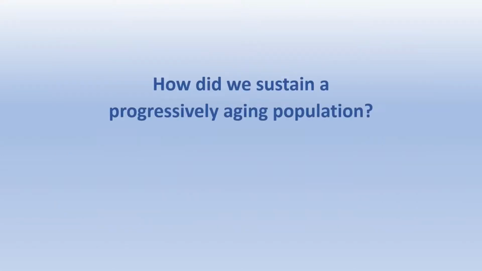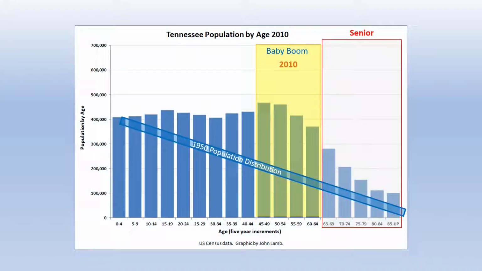How did we sustain a progressively aging population over such a long period of time? The answer is by progressively improving survival, or staying alive longer. By 2010, as the baby boom reached the verge of entering senior years, the aging transformation was obvious compared to the starting pyramid shape in 1950.